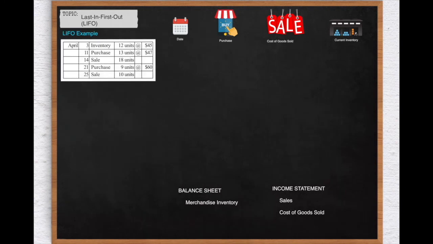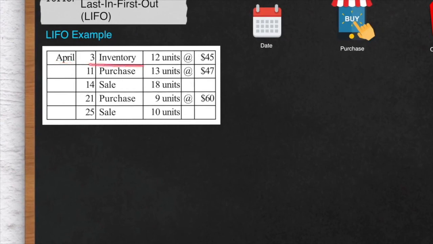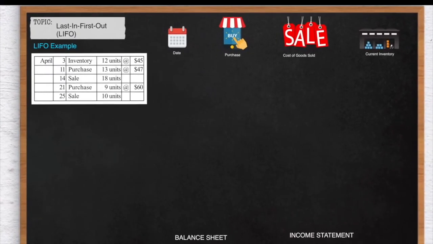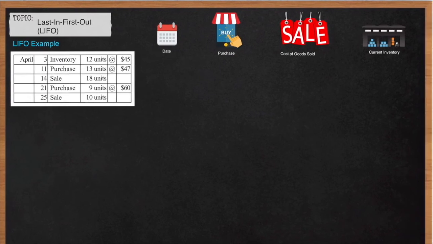All right, next we're going to go over a LIFO example. So last in, first out. What's important about this? You're going to sell the most recent inventory first. This example takes place in April. We have beginning inventory, a purchase, a sale, a purchase, and finally a sale. Just like the last example, I like to set up these calculations with 4 different columns: a date column, a purchase column, a cost of goods sold column, and a current inventory column, which you will constantly update after each transaction.